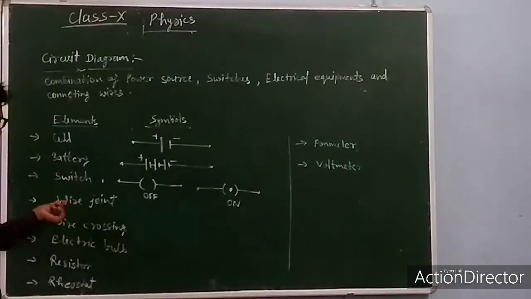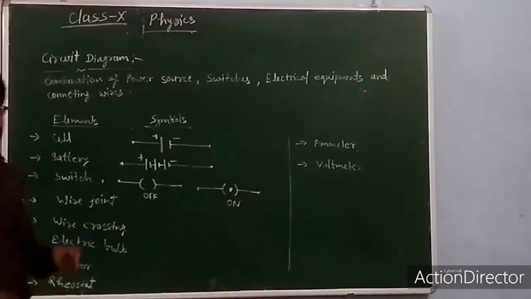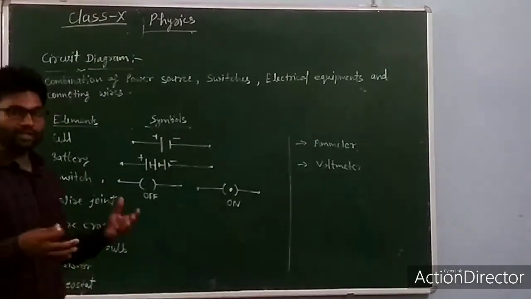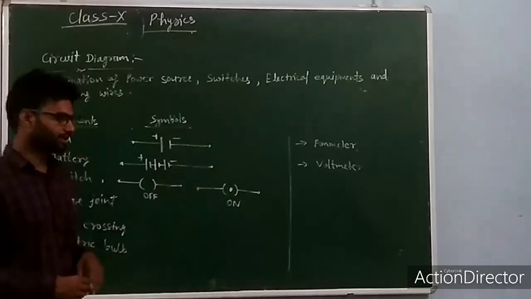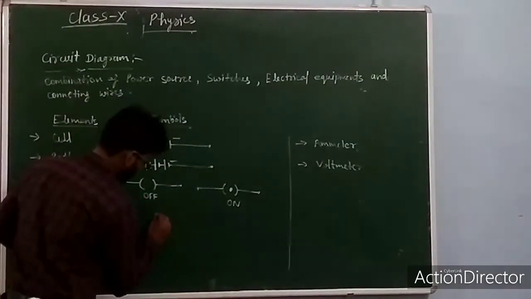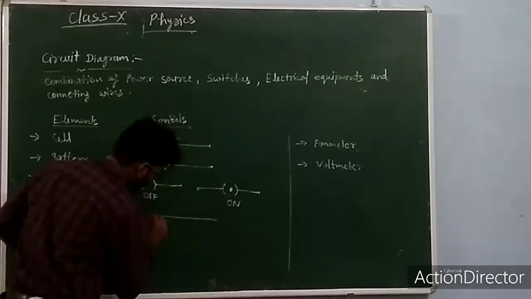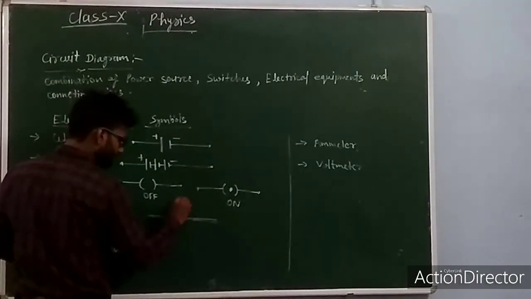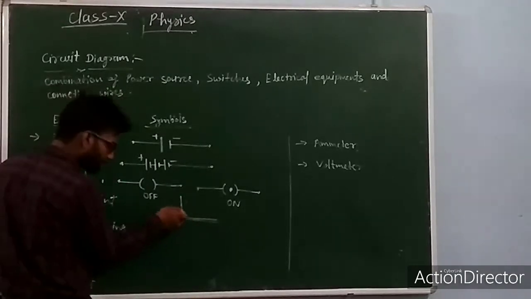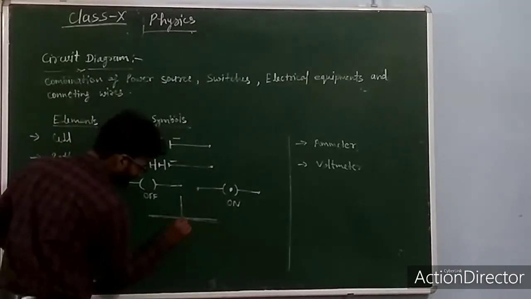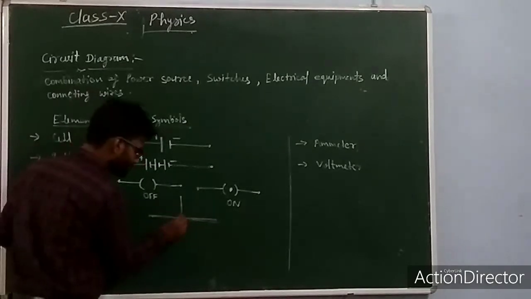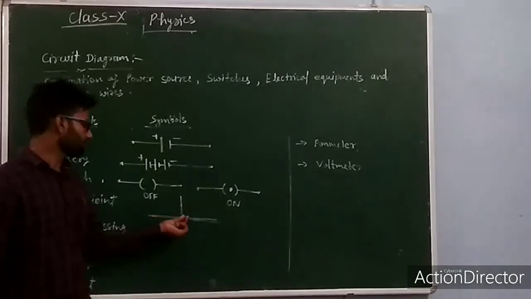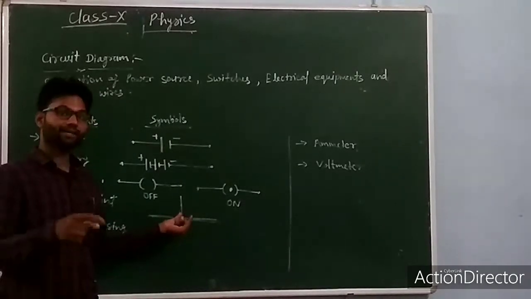Next we will talk about the wire joint. If two wires are joined with each other, how we will represent it in an electrical circuit diagram? Just look at here. Suppose one wire is passing in this direction and there is another wire, we have to connect it with the first wire. So how we will represent? We will represent there is a connection and dot point. Right. So this is the representation of wire connection.